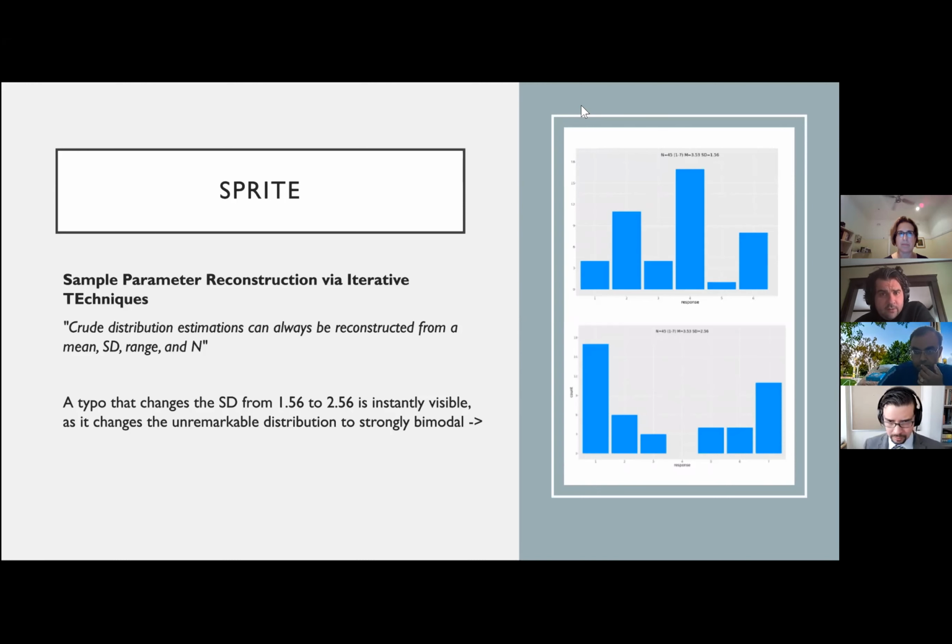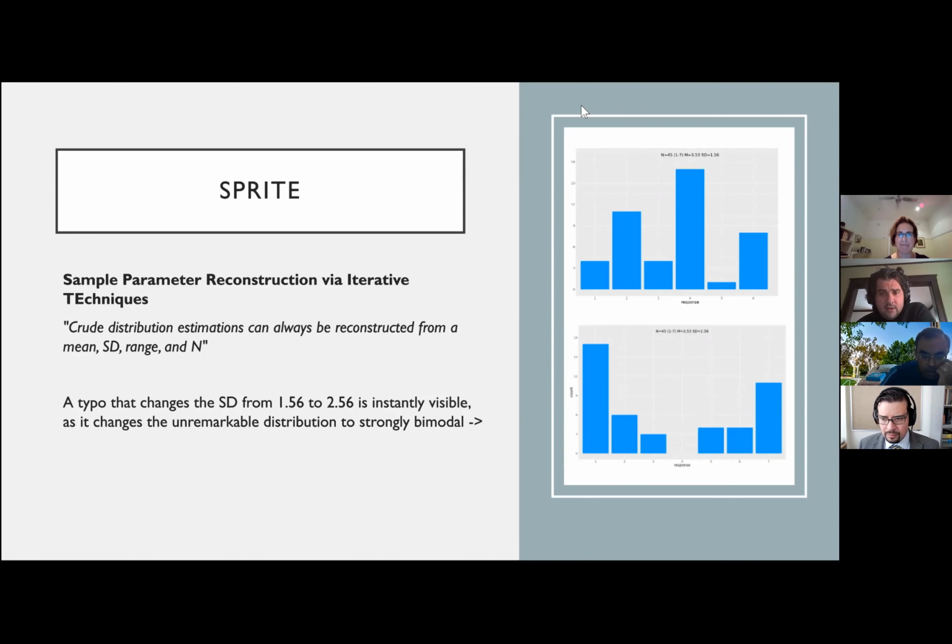An N of 45, integers between 1 and 7 for our answers, mean of 3.53. And all I've done from those two, from a SPRITE tool, this is Nick's one, is change the standard deviation from 1.56 to 2.56. Now, with the 1.56, there's very, very many distributions that could potentially be. So we can't really tell anything about it.